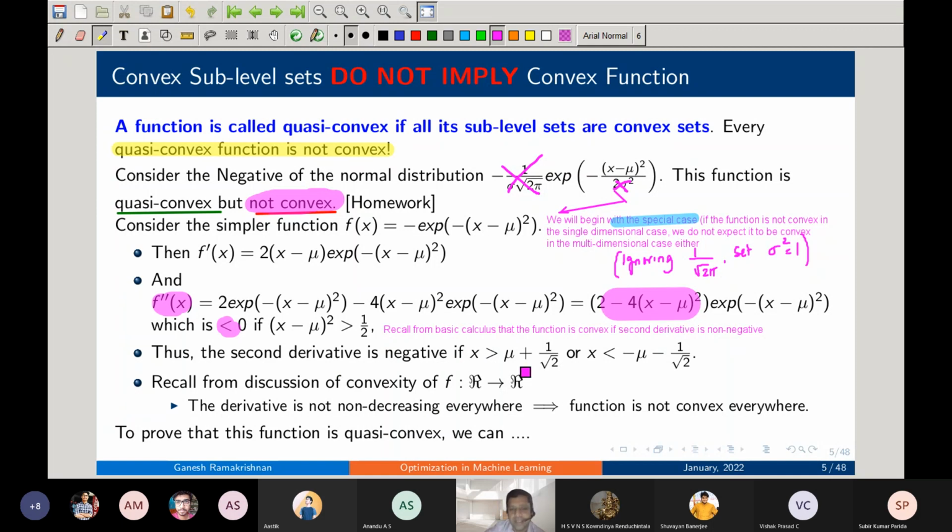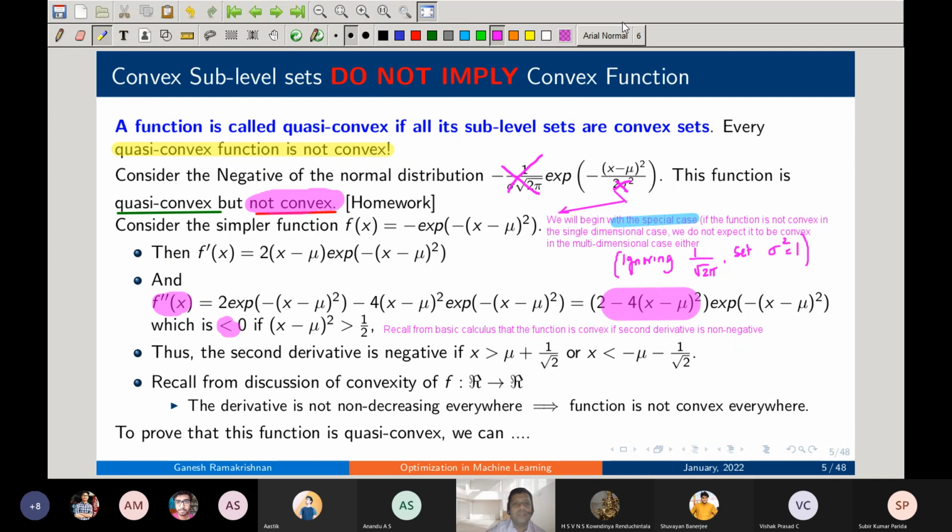The second derivative is negative if x is greater than mu plus 1 by square root 2, or x is less than minus mu minus 1 by square root 2. So the derivative is not non-decreasing everywhere, or rather the second derivative is not positive everywhere. It's negative in several places, in fact over a very large range. It's positive only when x is between mu minus 1 upon square root 2 and mu plus 1 upon square root 2. So this is not convex.